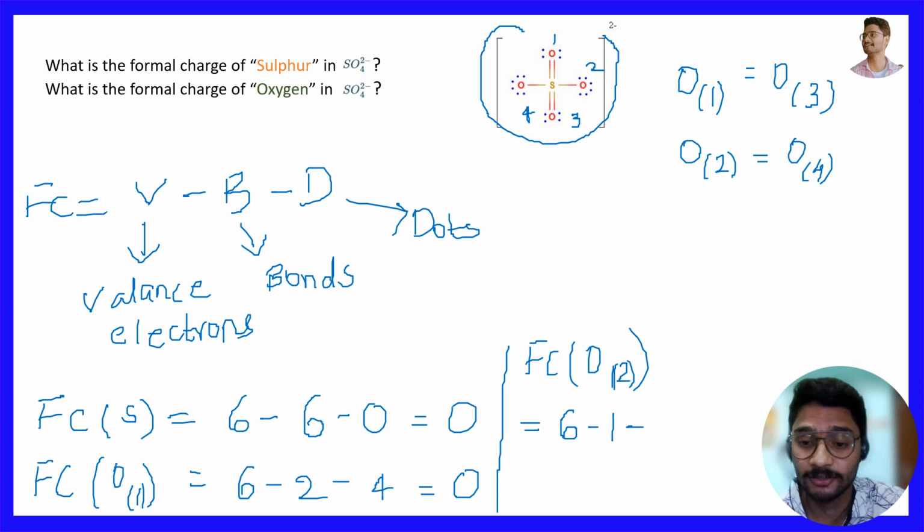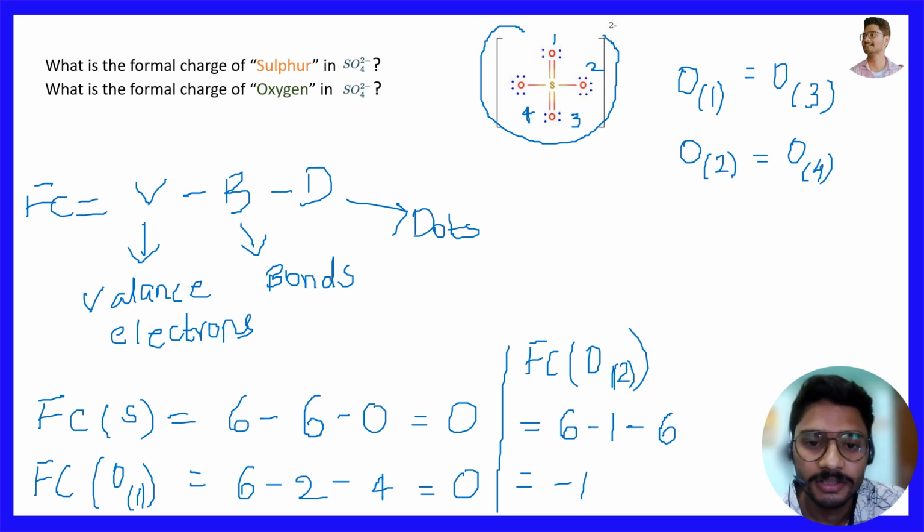Dots are nothing but electrons, right? So you are very much aware that there are totally 1, 2, 3, 4, 5, 6 dots present around oxygen 2, right? So 6 minus 1 is 5. 5 minus 6 is minus 1. So the formal charge of oxygen 2 here is minus 1. In the same way, the charge on this oxygen atom is also the same, because they are equivalent oxygen atoms. So the formal charge on this oxygen atom is also minus 1.